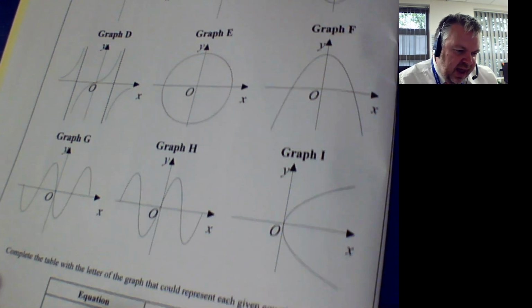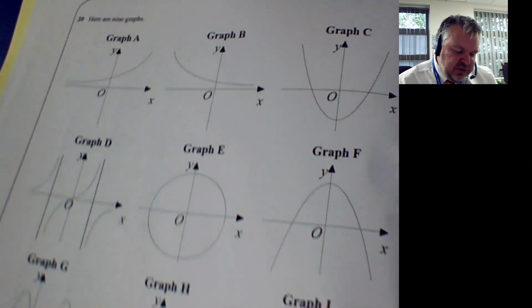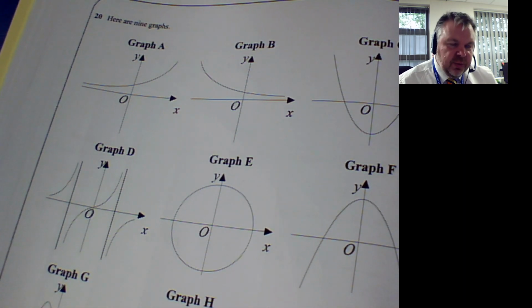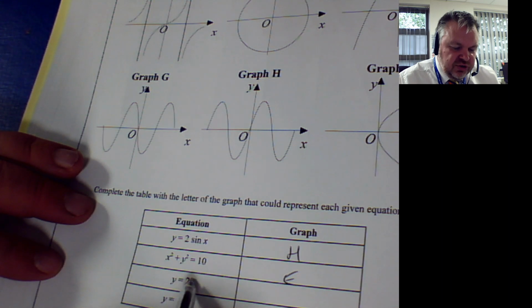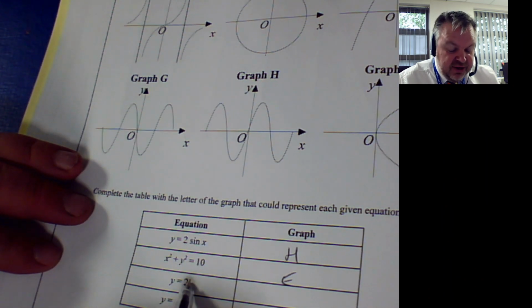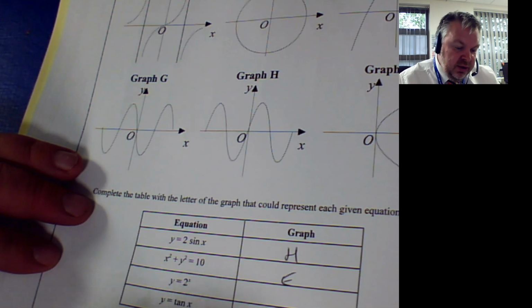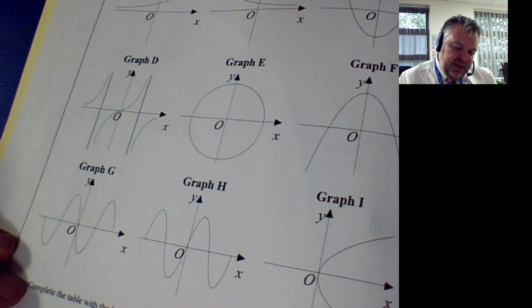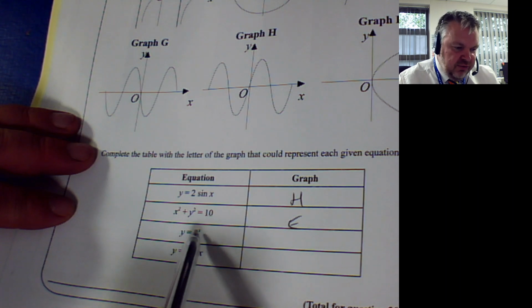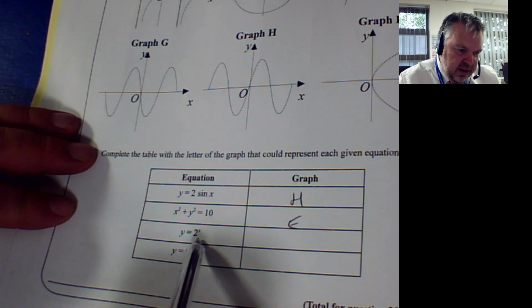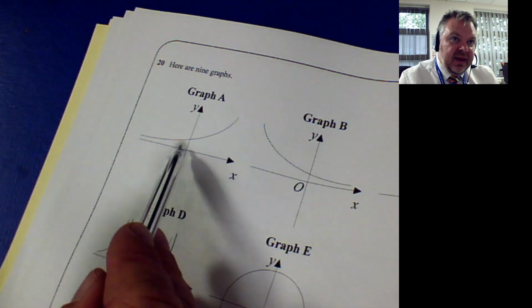Y equals 2 to the x. Best way to think of this is what happens when x is 0. You get y equals 2 to the 0, anything to the power of 0 is 1, so y equals 1. So when x is 0, y is 1. You can then choose some other numbers. Think what happens when x is 1 or 2 or 3. You'll see that you're getting bigger positive numbers for y. It's definitely A.